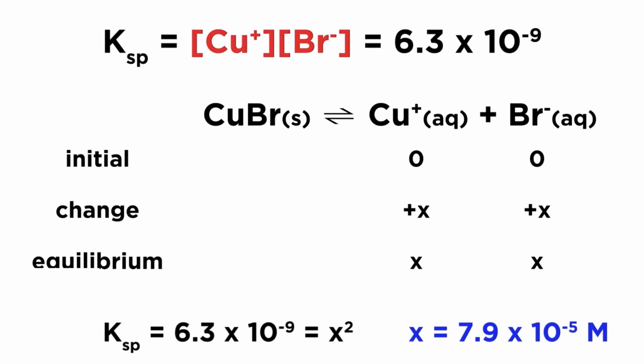This is the molar solubility of copper(I) bromide, which in this case is simply the concentration of copper ions and bromide ions in solution at equilibrium. This can be a little trickier if the Ksp equation involves exponents, but the process is essentially the same.